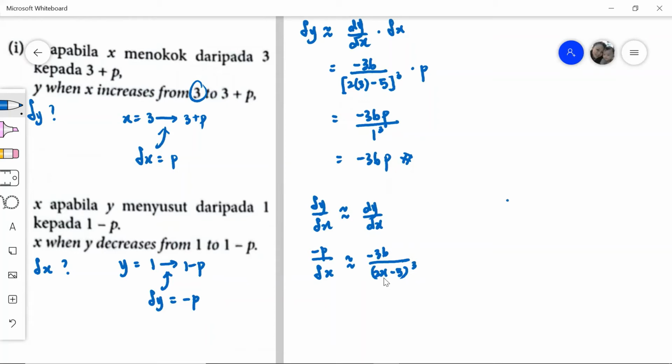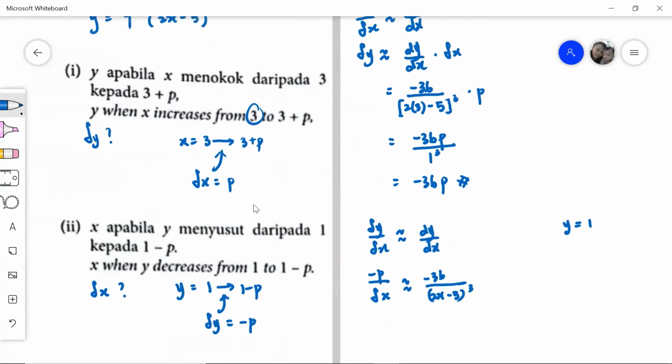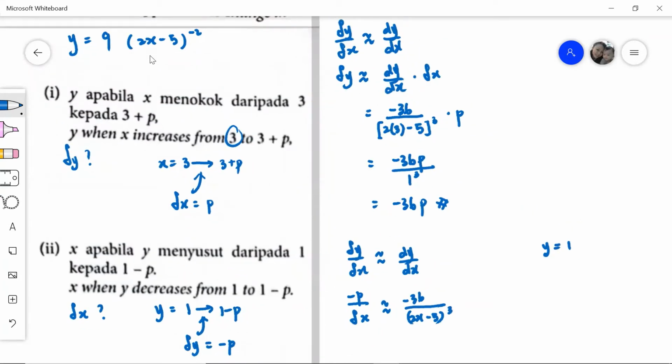Therefore, when y equals 1, we have the function y: 9 over (2x minus 5) squared equals 1. Therefore, (2x minus 5) squared equals 9.